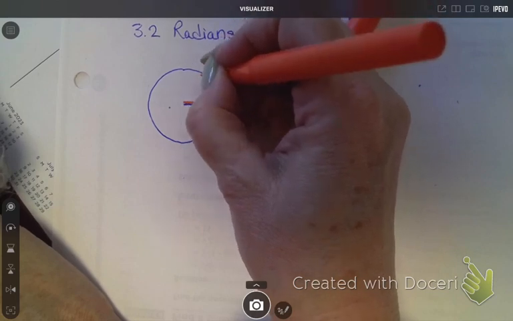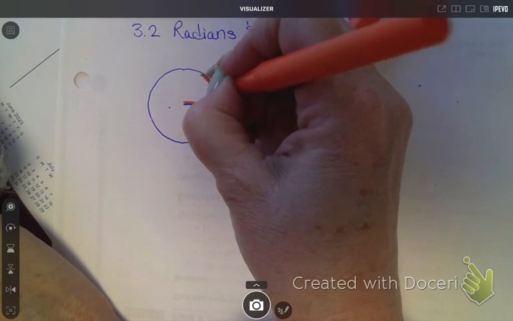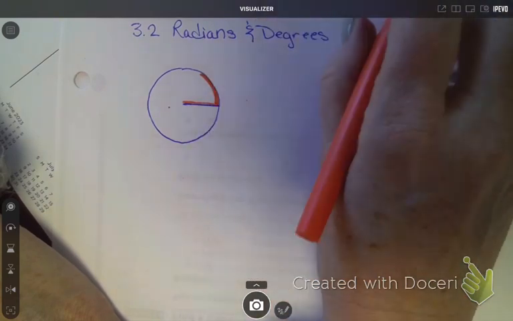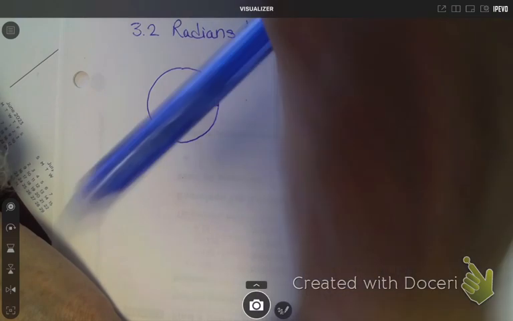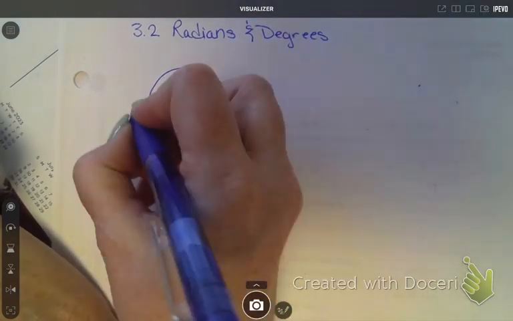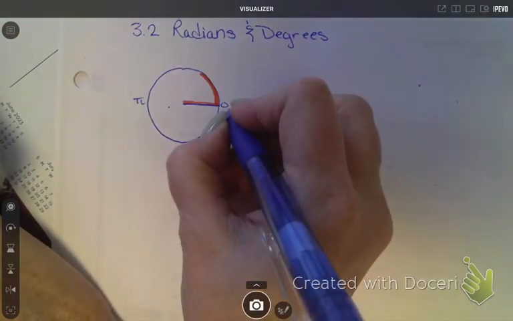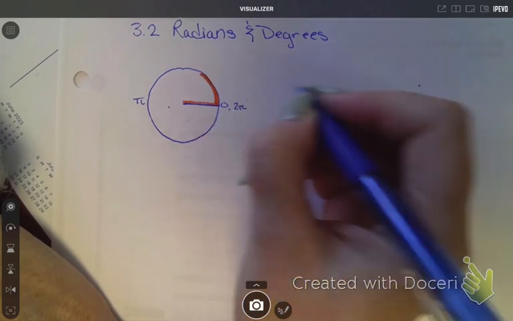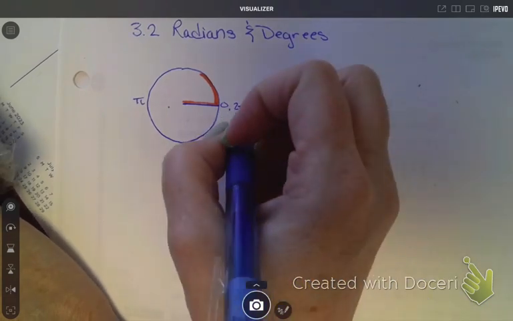So every circle has approximately 6.28 radians in it, which is 2 pi. And we've already talked about how we have 0, pi, and then 2 pi. So every circle has 2 pi radians in it.